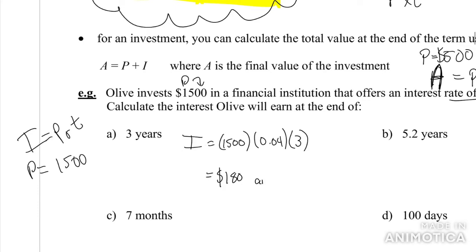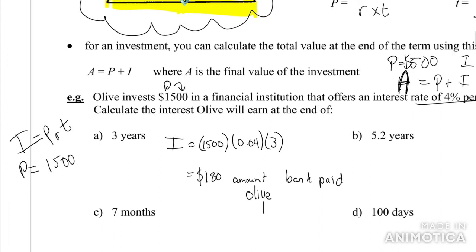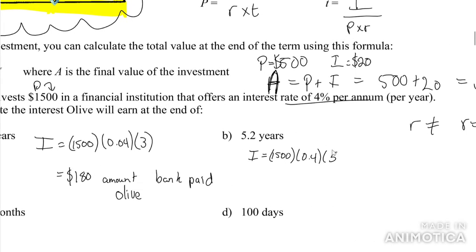This is the amount the bank paid Olive. So technically, if I wanted to calculate how much she would have in her account, I would then add it to this 1500. Well, what happens if we have something like 5.2 years? Well, that's not a problem. I can plug in 5.2. So again, 1500 times 0.04 times 5.2. Because it gives me a decimal value or a fraction of a year, that's not a problem.